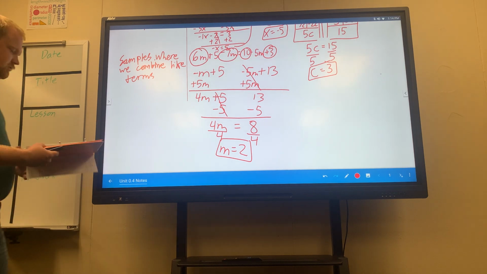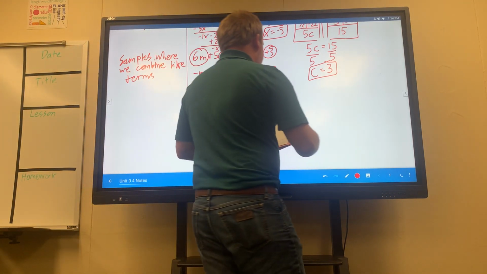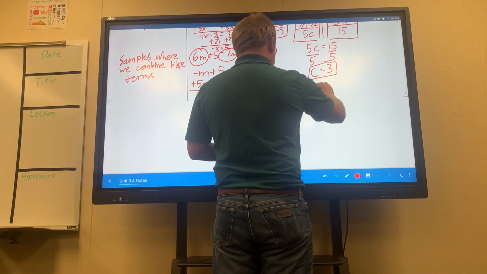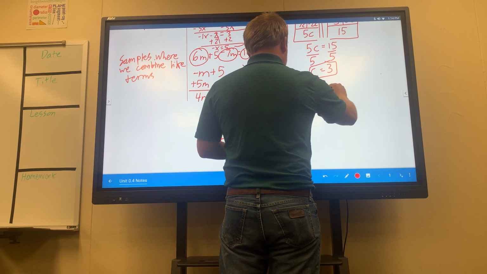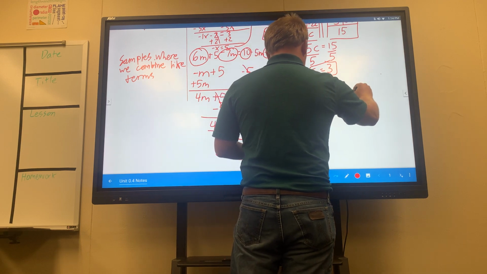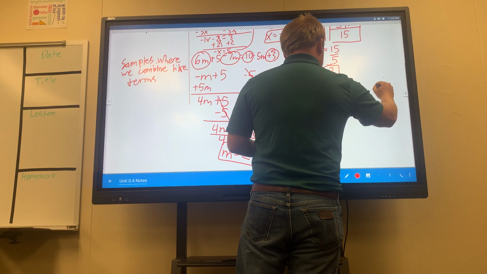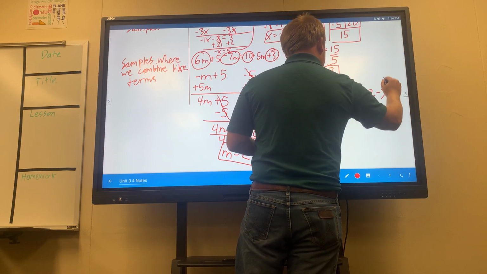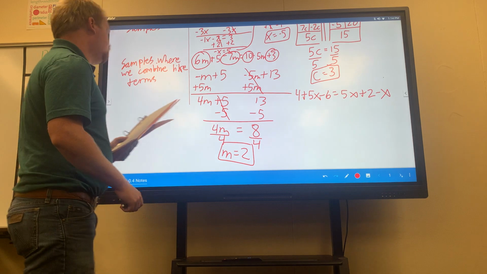So bear with me, please. So this next problem we have: 4 plus 5x minus 6 equals 5x plus 2 minus x. That was weird, but we got to work it out.